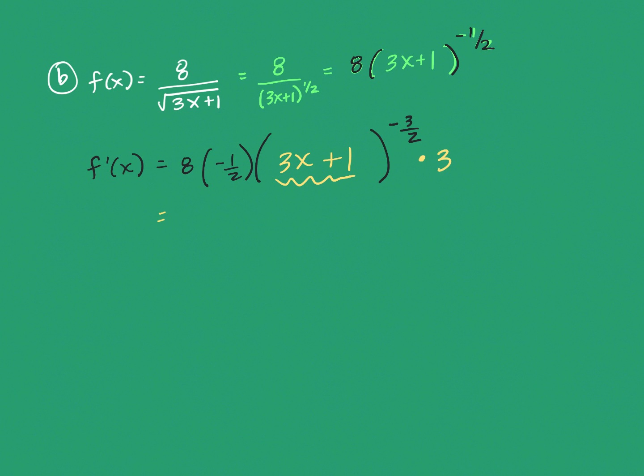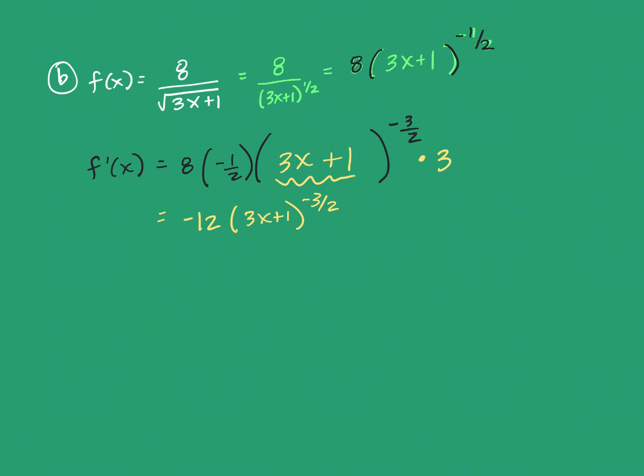Okay, let's simplify this. So we have a negative 4 from the stuff out in front. And we have a times 3, so that's pretty simple to put together. A negative 4 and a times 3 is a negative 12. Okay, and then I have 3x plus 1 to the negative 3/2.